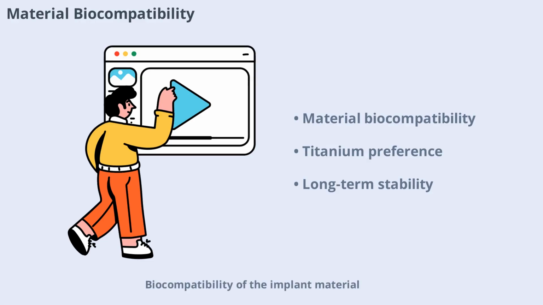Biocompatibility of the implant material is essential for successful osseointegration. Metallic, ceramic, and polymeric materials have been used, with titanium being the most popular due to its excellent biocompatibility and ability to bond with bone tissue. The choice of material affects the integration process and the long-term stability of the implant.